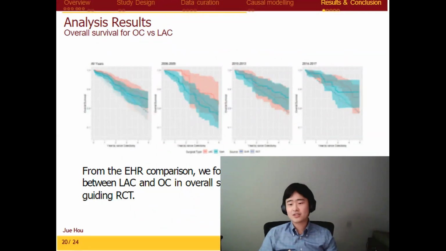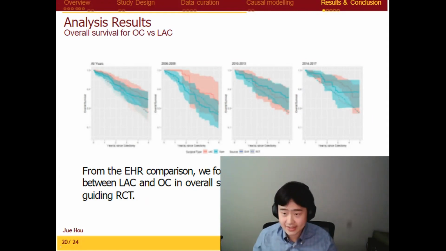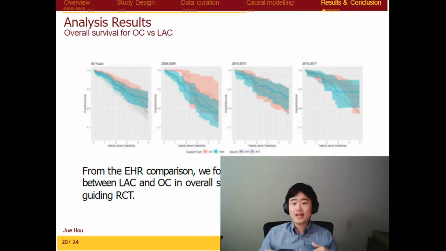So here is the analysis result that we got from our emulation. We have 4 plots here. The first one is the all-year comparison, where we pool all the patients together, and the second to the fourth are stratified analyses for each temporal period. The red curve is the LAC group, and the green or turquoise curve is the OC group, and the band around is the pointwise 95% confidence interval from non-parametric bootstrapping.